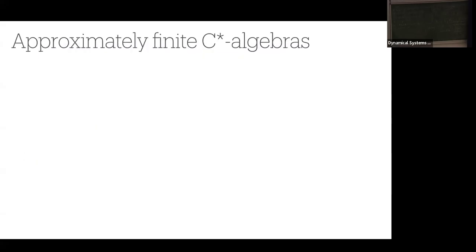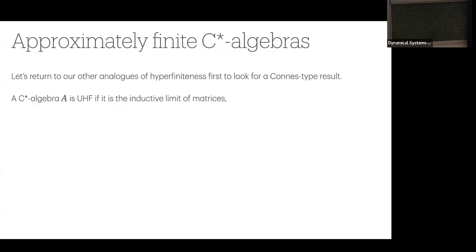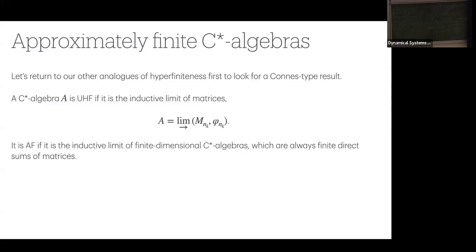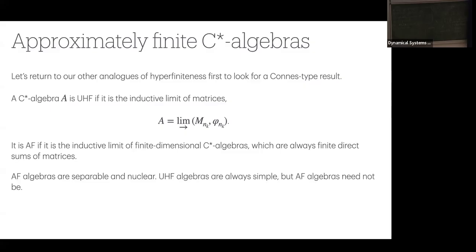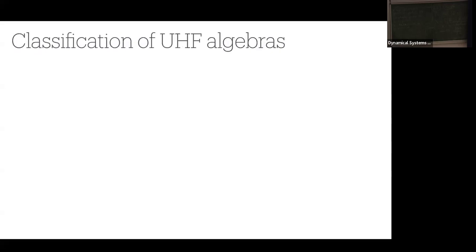Okay, so let's move back to our approximately finite C-star algebras. Let's look for a Connes type result. So we have UHF algebras, which are the inductive limits of matrices. These are somehow the simplest version of hyperfiniteness we might find in C-star algebra land. And as I mentioned, we also have AF algebras, which are inductive limits of finite sums of matrices. It's very easy to show that these are going to be separable and nuclear. Indeed, you can do this approximation via star homomorphisms. UHF algebras are always simple, but AF algebras aren't necessarily.